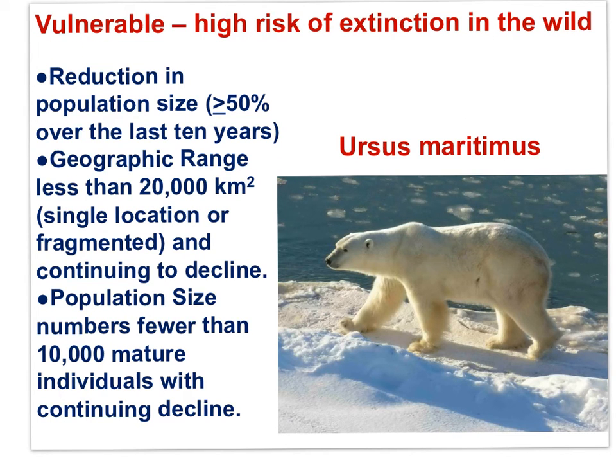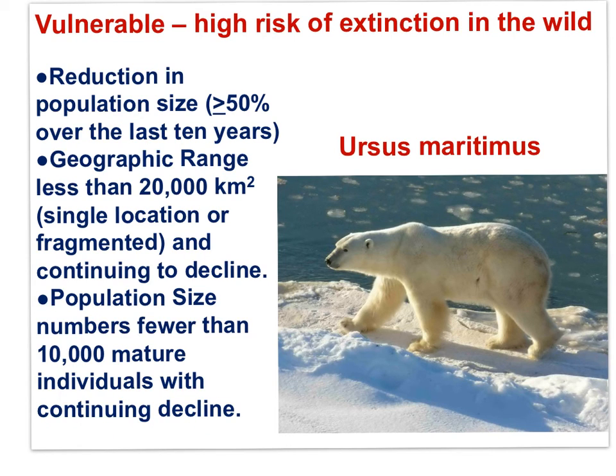Vulnerable is the next red list category, and it's defined as having a high risk of extinction in the wild. The factors that would result in a species being classified as vulnerable are a reduction in population size of greater than 50% over the last 10 years, geographic range of less than 20,000 square kilometers, and a population size numbering fewer than 10,000 mature individuals with continuing decline.